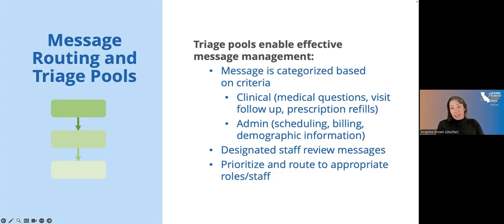Typically, message routing and triage works using filters and pre-established pools. When a patient sends a message, it is categorized and filtered to the appropriate pool inbox. The patient should already be aware of potential response times, and those in the pool review the message and take the appropriate action, such as responding or assigning an urgency level and forwarding the message to a clinical staff member.